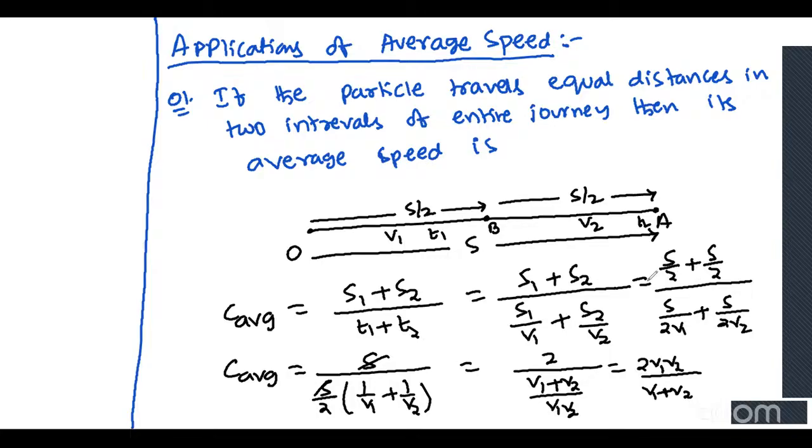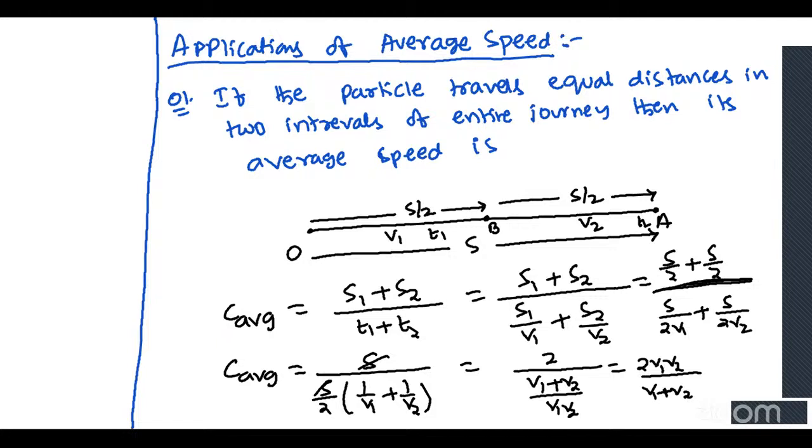See here, S by 2 plus S by 2 divided by S by 2V1 plus S by 2V2. S1 means S by 2. So the numerator value will be S. In the denominator take S by 2 common, which will give 2V1 V2 by V1 plus V2.